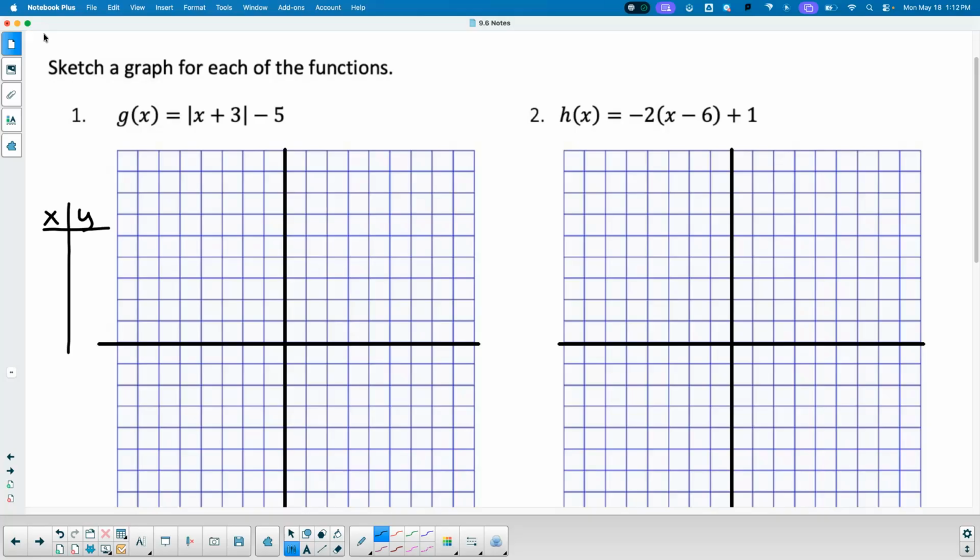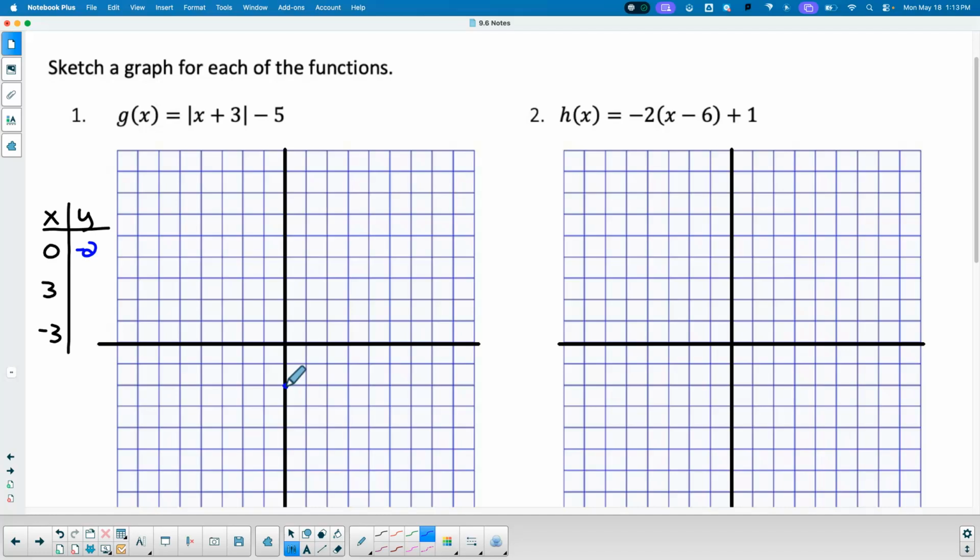What does that mean for us when we're doing a t-chart? We have to find that V, right? Let's go with 0, always a good one to start with, then positive 3 and negative 3. Plugging in 0: 0 plus 3 is 3. Absolute value of 3 is 3. Minus 5 is negative 2. Have I found my V yet?